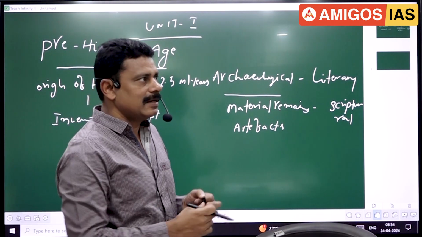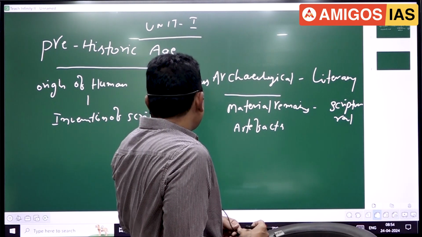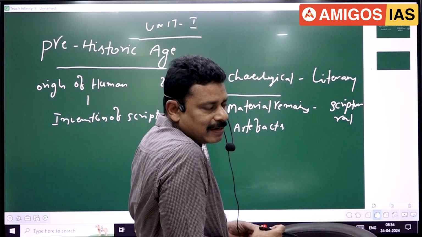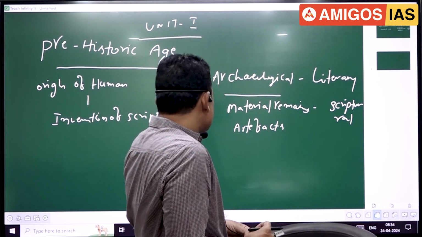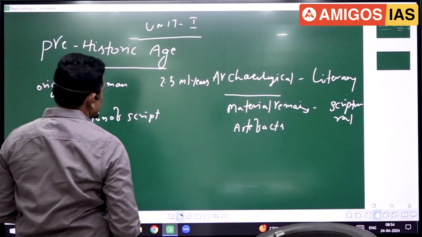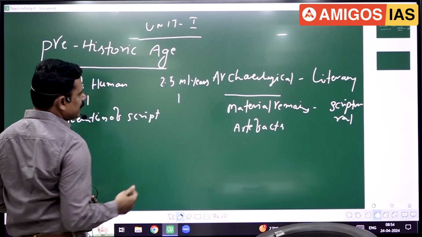So 2.5 million years ago is when the early human is said to have made his appearance. It was somewhere in Eastern Africa, as per the studies made by the scholars. So from 2.5 million years, from this period up to the invention of script.